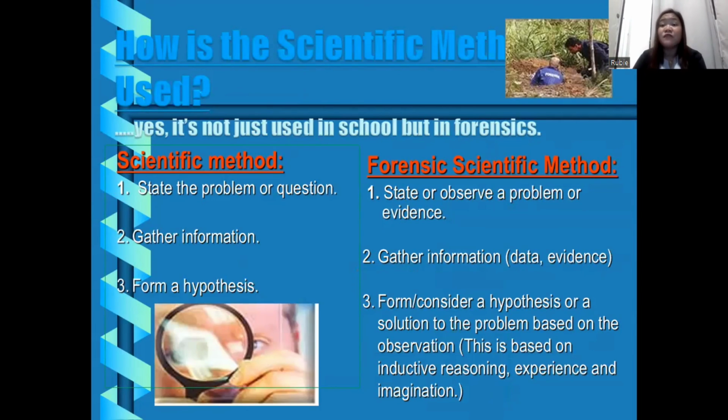How is the scientific method used? It is not used only in school, but also in other departments or agencies, like in forensics. So I hope, Nate, that you have learned something today and you can use the scientific method for yourself in order to solve your own problems.